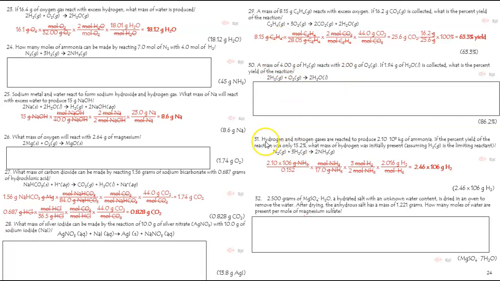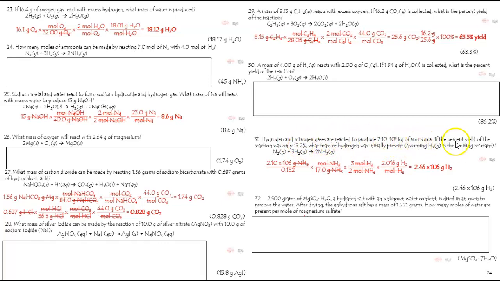And number 31. Hydrogen and nitrogen gases are reacted to produce a whole bunch of ammonia. That's a lot of ammonia. If the percent yield is only 15.2%, how much hydrogen was initially present? Assume hydrogen's the limiting reactant. Yes, I see that.